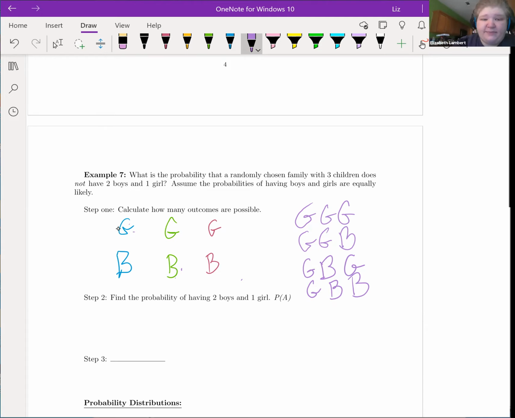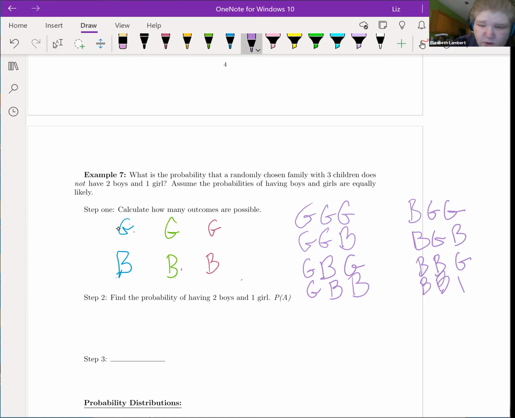Now we are gonna do the same thing. So boy, and then up, up, girl, girl. So boy, girl, girl. Boy, girl, boy. So that takes care of my BG. So now we're gonna go boy, boy. And then that last one can be a girl or a boy. So we see 8 outcomes.